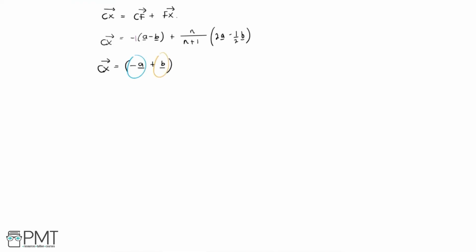Then we need to expand the second set of brackets, and we have n over n plus 1 multiplied by 2a minus half b. Well, first of all, 2a multiplied by n over n plus 1 would become 2n over n plus 1 a. And minus half b multiplied by n over n plus 1 would become minus n over 2 lots of n plus 1 b. Now you'll notice that we have some circles in blue and some circles in orange, and what we're doing here is collecting like terms, because we want to group the a's together and the b's together. We'll start with the blue circles.